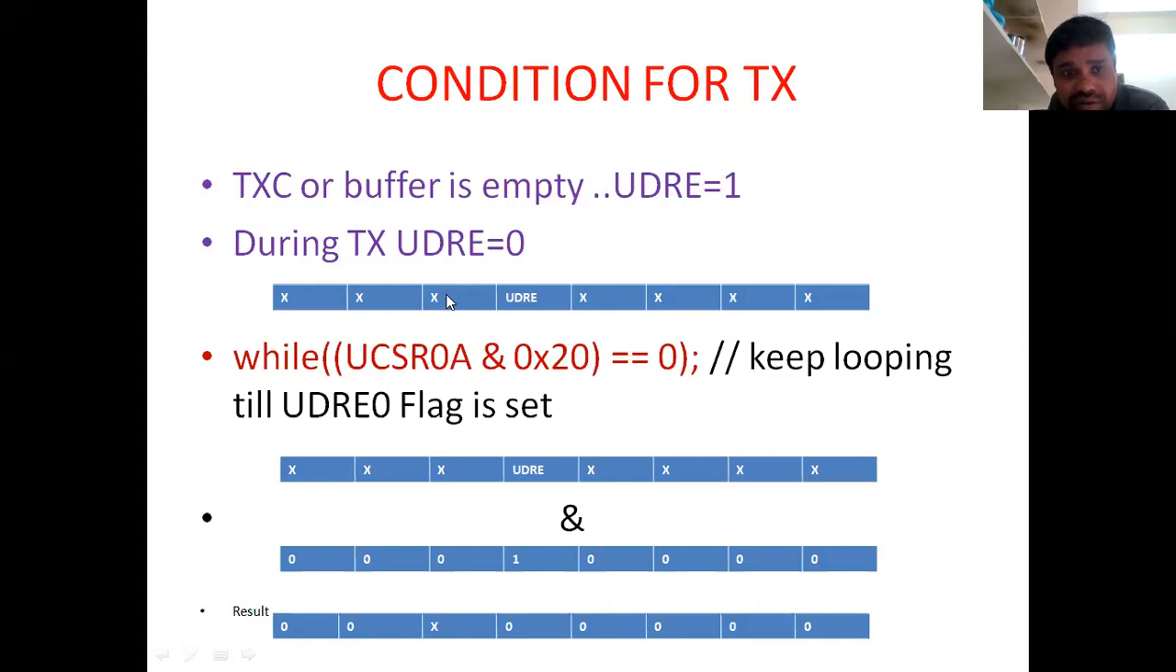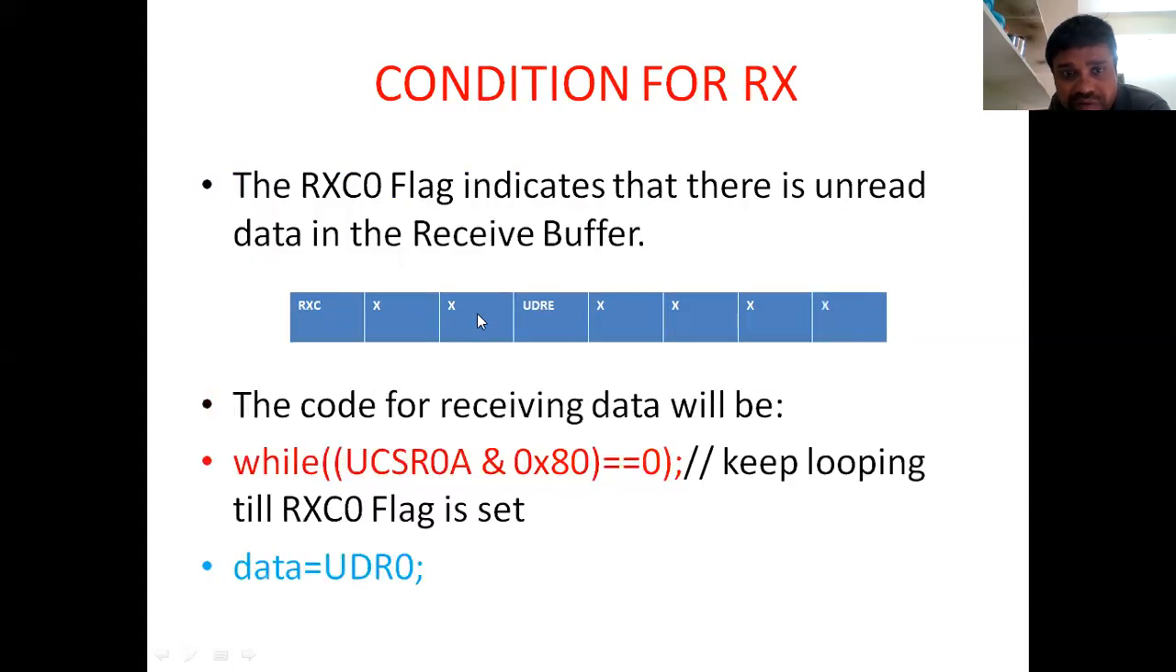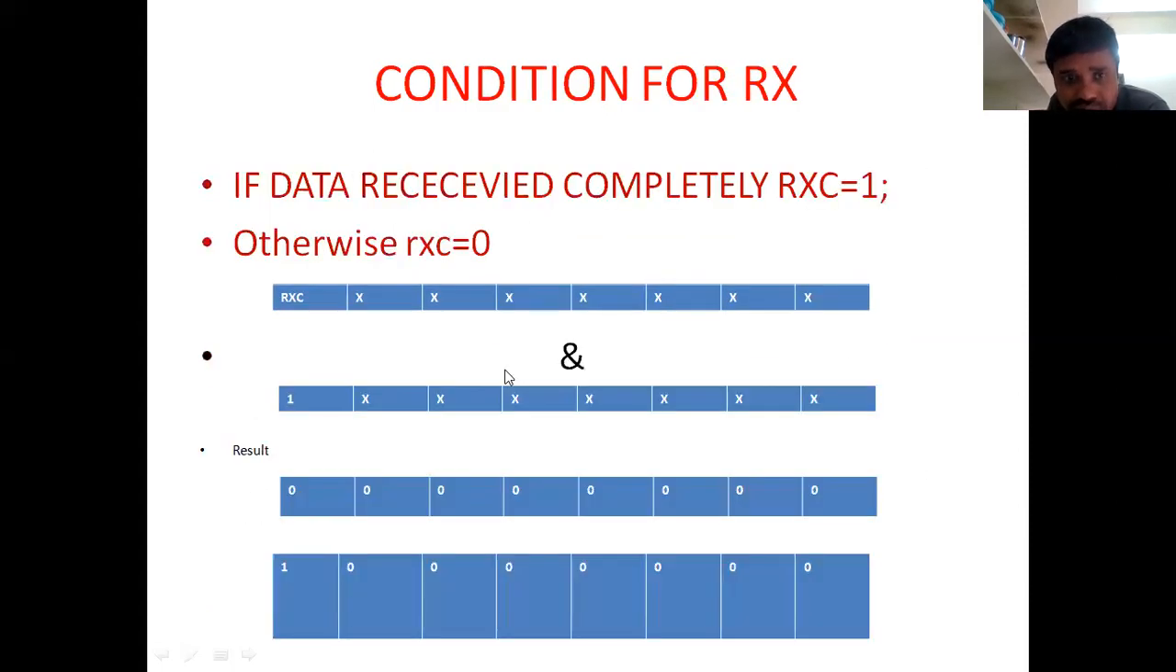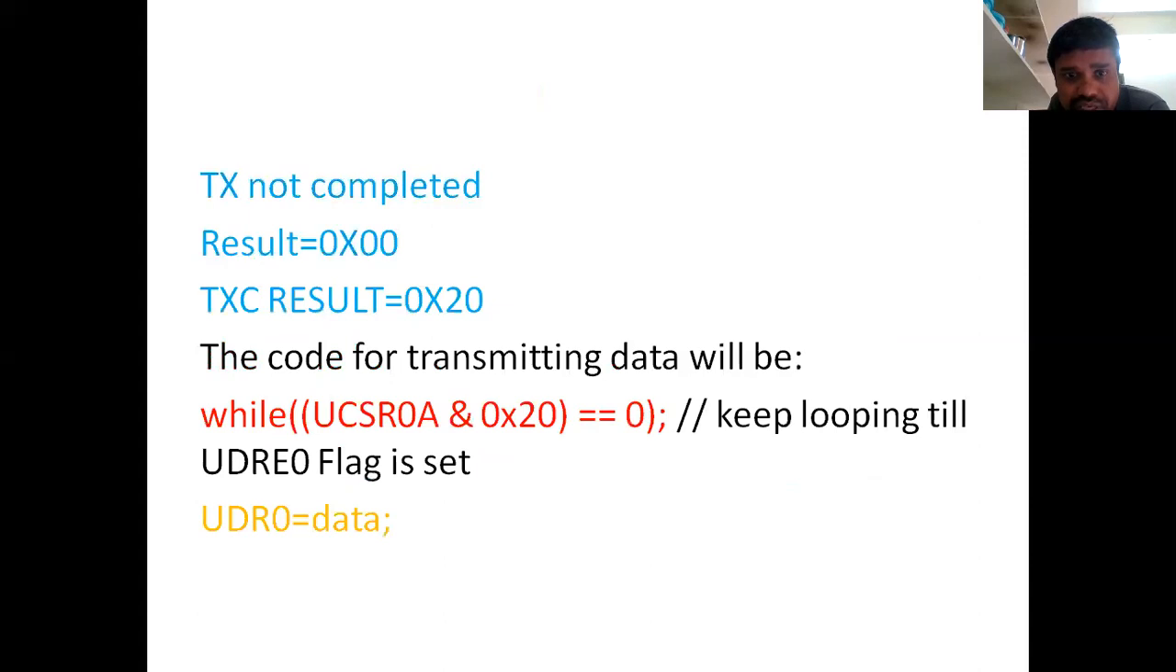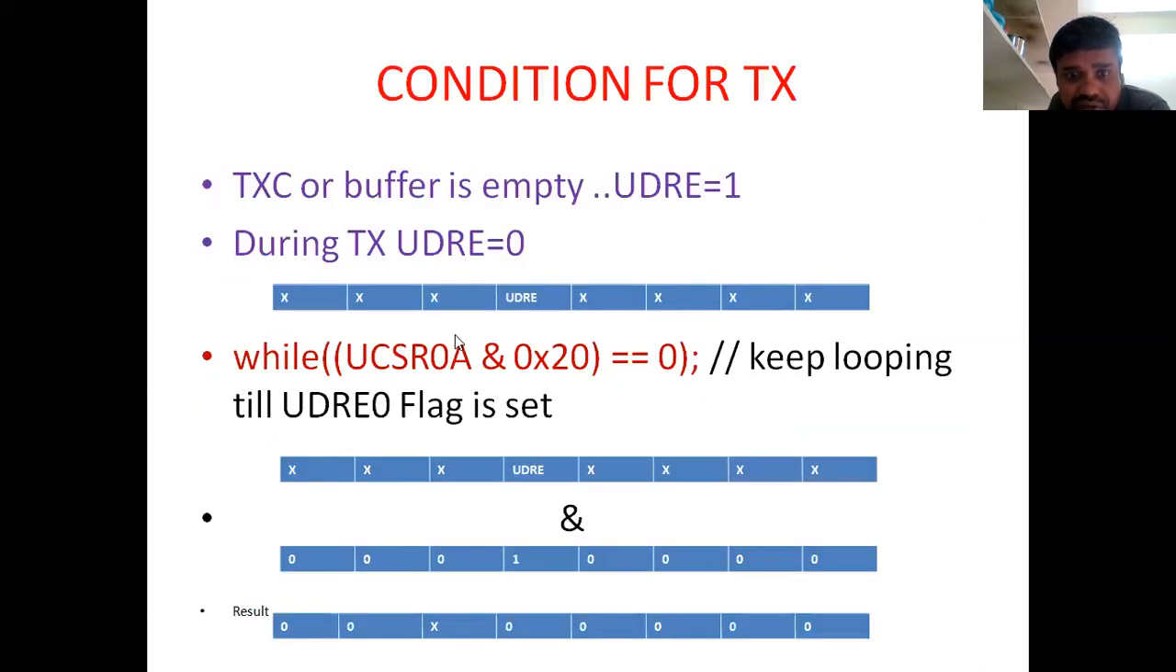This is the fifth bit. Here the fifth bit means this position, maybe. Here is some mistake. The fifth bit is actually here only: fifth, sixth, seventh. So 0, 0, 1, 0 is nothing but 0x20. Here this is the register.